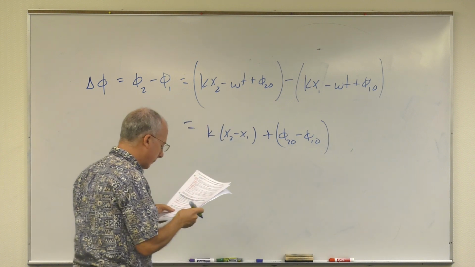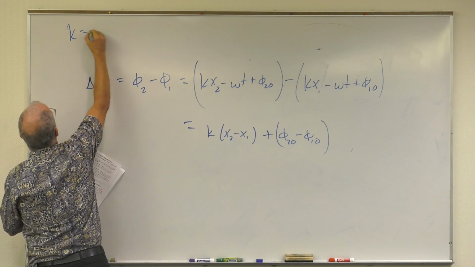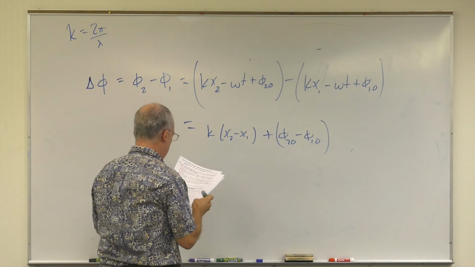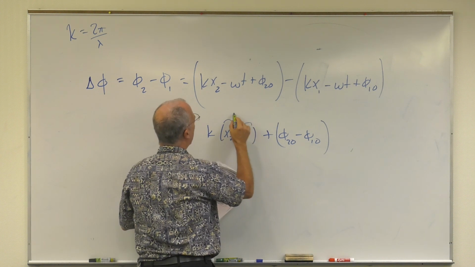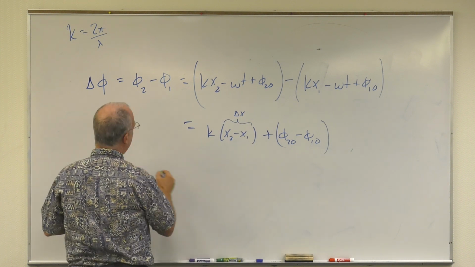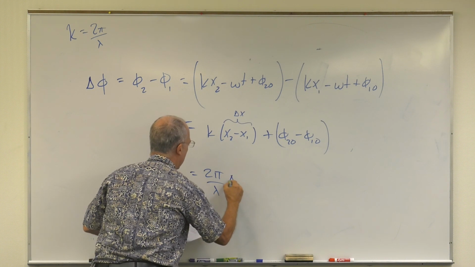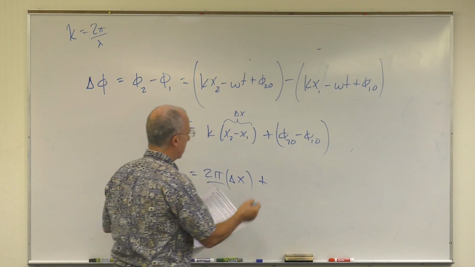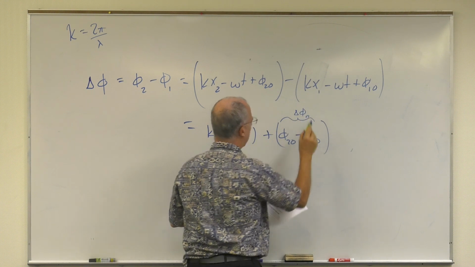Now, remember, k is 2 pi over lambda, so we can rewrite this. Let's call x2 minus x1 delta x. It kind of makes sense, right? So k is 2 pi over lambda times delta x. And we're just going to call this delta phi 0, right?